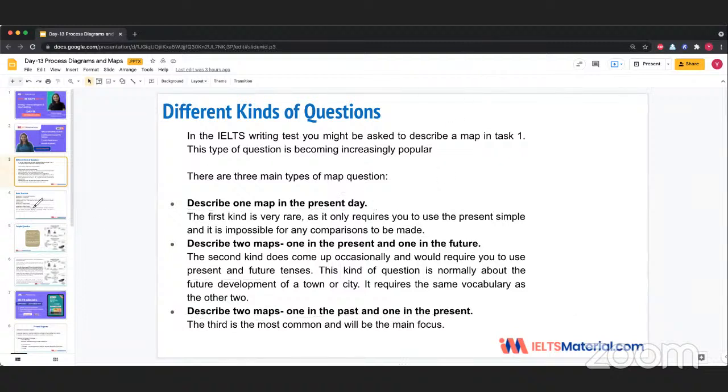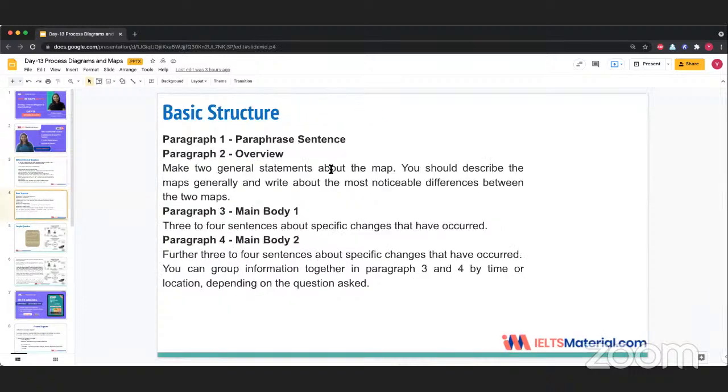Now, let's take the next part. Coming to the basic structure. So everyone knows about the basic structure that we discussed yesterday, or on the first day of writing task one academic as well. We are going to write four paragraphs. The first paragraph will be the paraphrased statement or paraphrased sentence. The second paragraph is going to be the overview of the maps or the overview of the process diagrams. Paragraph 3 will be the main body paragraph 1, and paragraph 4 will be the main body paragraph 2.